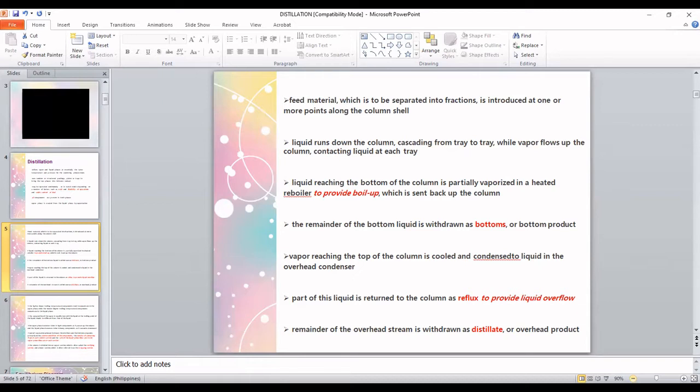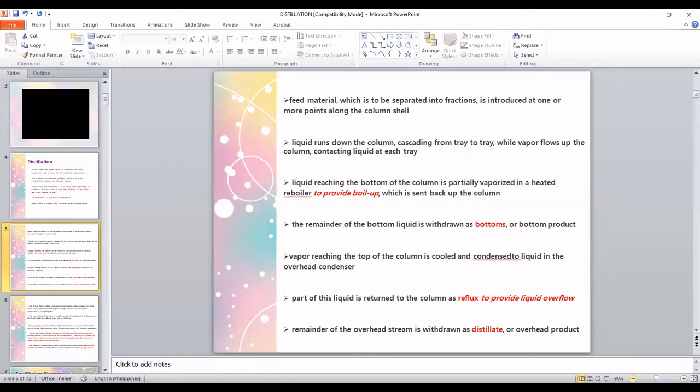So the vapor goes up, flowing against this liquid that goes down. So the purpose of this auxiliary equipment, the reboiler, is to provide the boil up vapor. Initially we don't have the vapor. It's this reboiler that produces that.